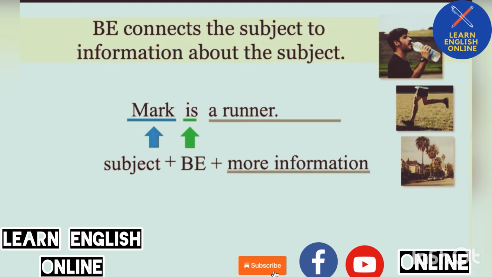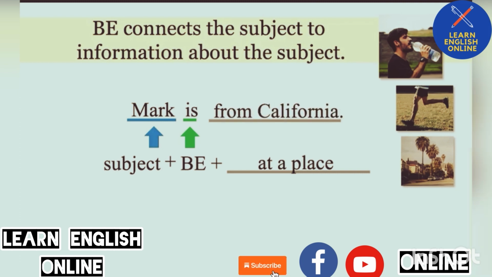Here, the more information is a noun, runner, but we can change the sentence. Mark is thirsty. Now, the information is an adjective. Mark is at a park. Now, that information is at a place. Mark is from California. Also, a place, from a place. Be connects the subject to information about the subject when there isn't really an action happening.